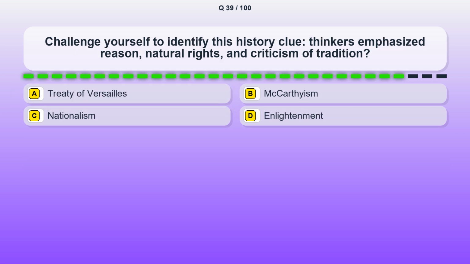Question 39. Challenge yourself to identify this history clue. Thinkers emphasized reason, natural rights, and criticism of tradition. Option A, Treaty of Versailles. Option B, McCarthyism. Option C, nationalism. Option D, Enlightenment.